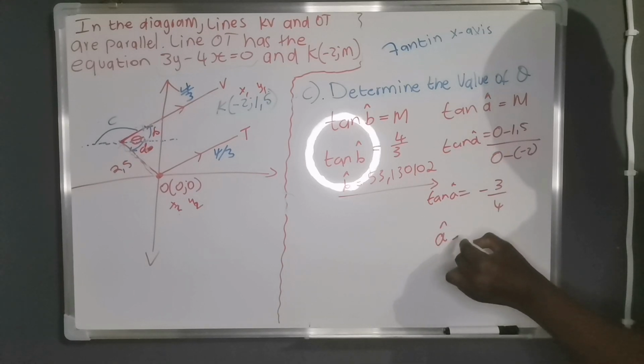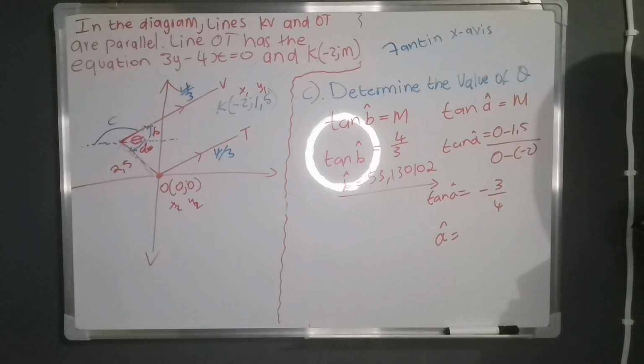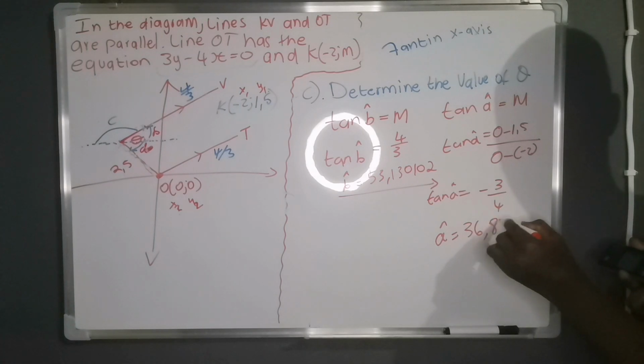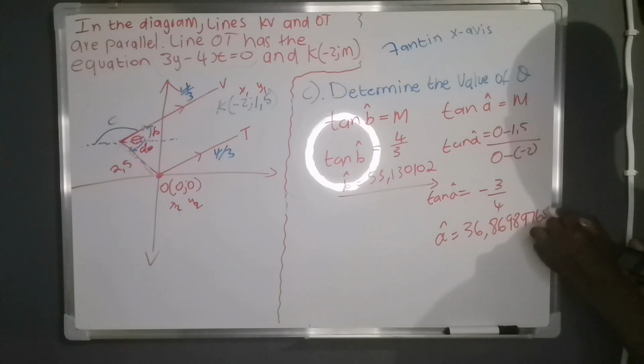Then therefore A is equal to, remember, don't put that negative. Let's not put that negative there. We don't deal with negative angles. Then my answer is 36,869,89765 degrees. That's how you find my A.